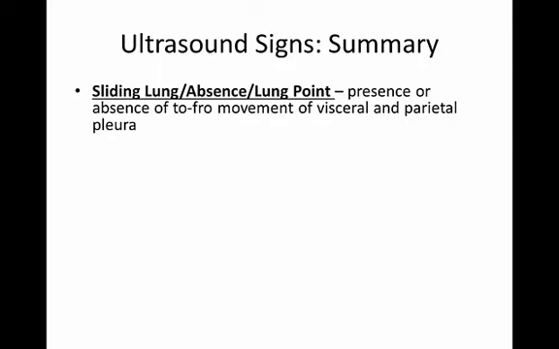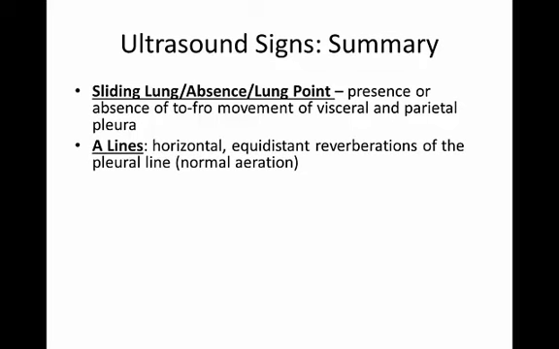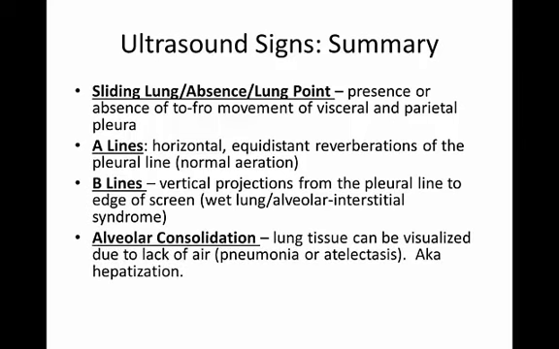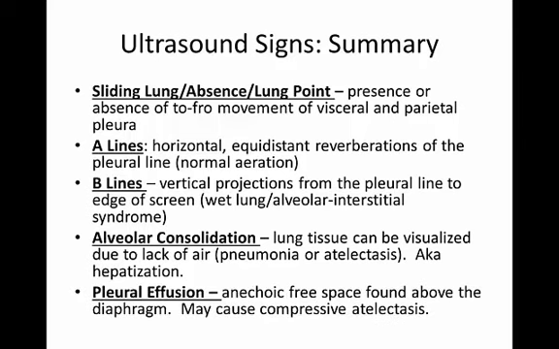So the summary of the ultrasound signs: lung sliding, absence lung point. A lines represent normal parenchymal finding of air. B lines, vertical projections related to edema or ARDS, sometimes pneumonia. Consolidation, sometimes also called hepatization. It can be pneumonia versus atelectasis. And then pleural effusion, sometimes the easiest to spot but the hardest to know what to do with, and that measurement strategy I mentioned may help.